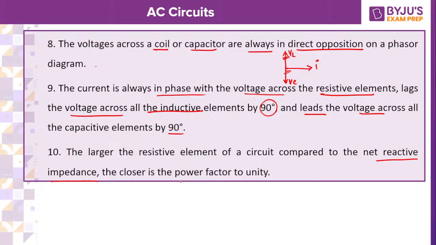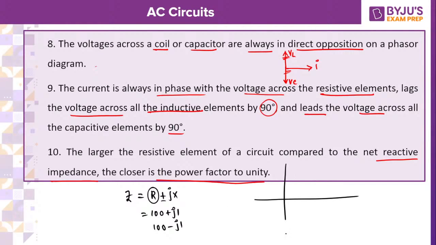The larger the resistive element of the circuit compared to the net reactive impedance, the closer the power factor is to unity. What does it mean? I have Z = R plus or minus jX. If I have a resistance of 100 and a reactance of just 1 ohm, let it be 100 plus j1 or minus j1.